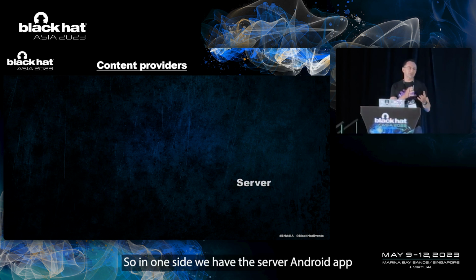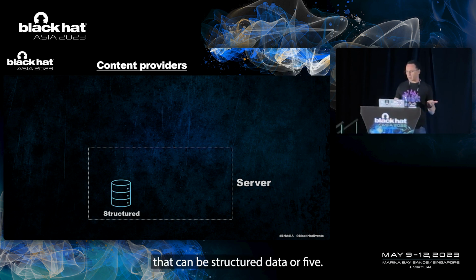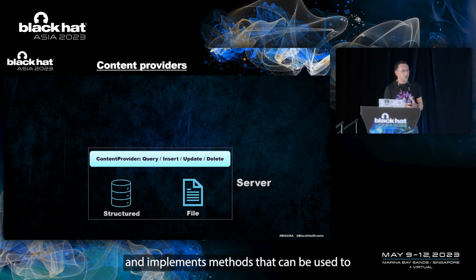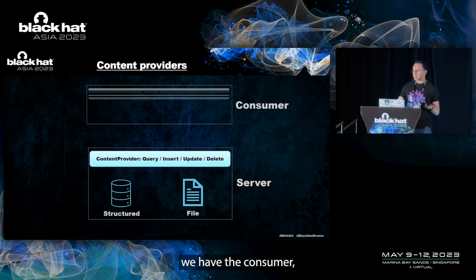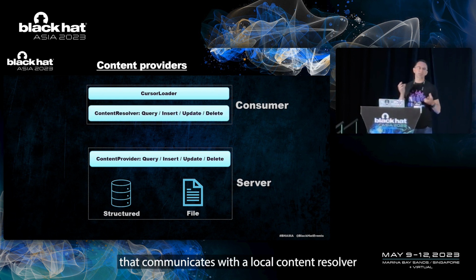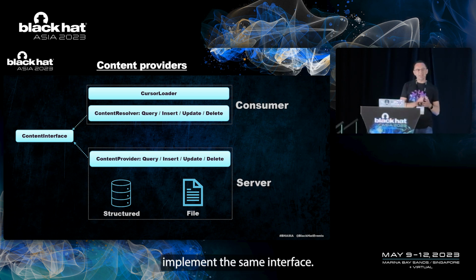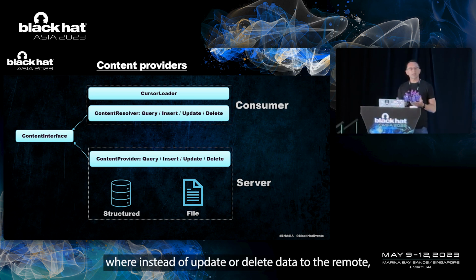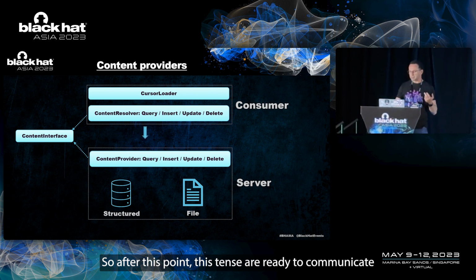So what I just described can be better visualized in the slide which I have here. On one side, we have the server, an Android app, which wants to share some data that can be structured data or a file. So it creates a content provider and implements methods that can be used to query, insert, update, or delete data. While on the other side, we have the consumer, which creates a cursor loader that communicates with a local content resolver. And since the resolver, as well as the provider, implement the same interface, the content resolver also has methods that can be used to query, insert, update, or delete data in the remote content provider. So after this point, these two ends are ready to communicate and exchange data.